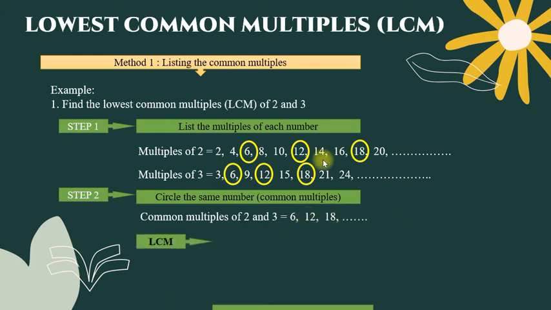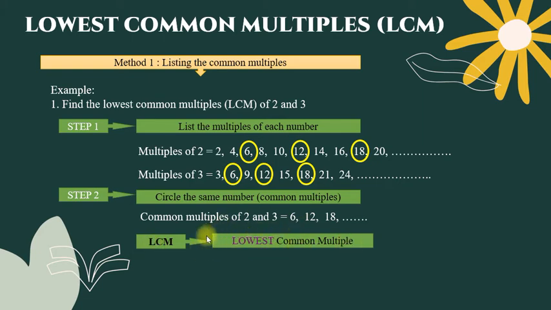Now we want to find the LCM. Look at the words here: lowest common multiple. This is the common multiples you got just now. We want to find the lowest, the smallest. For this case, the lowest one is 6. So our LCM is equal to 6.